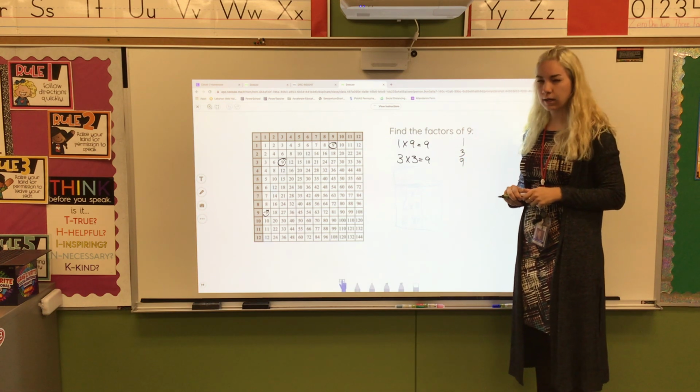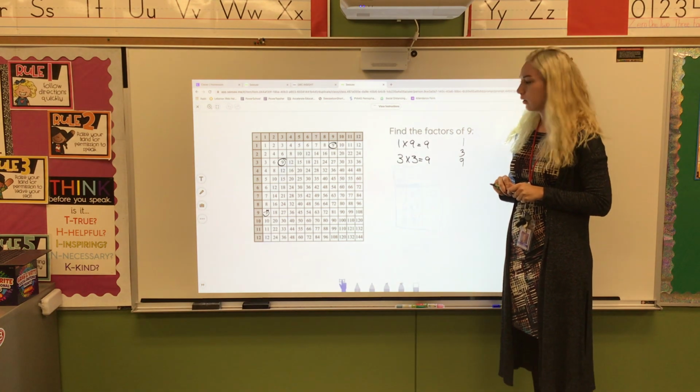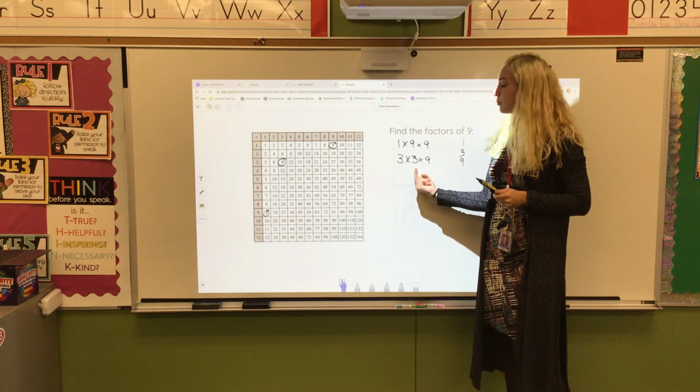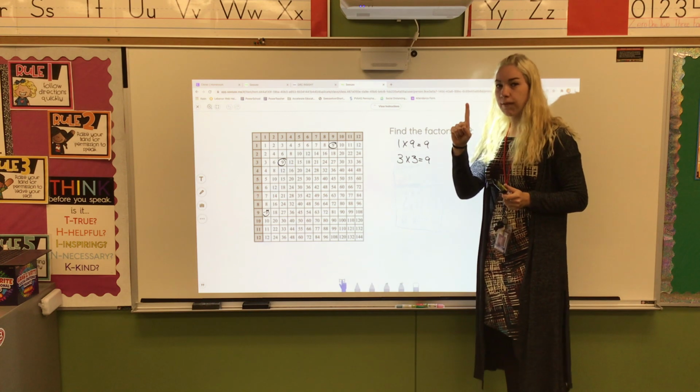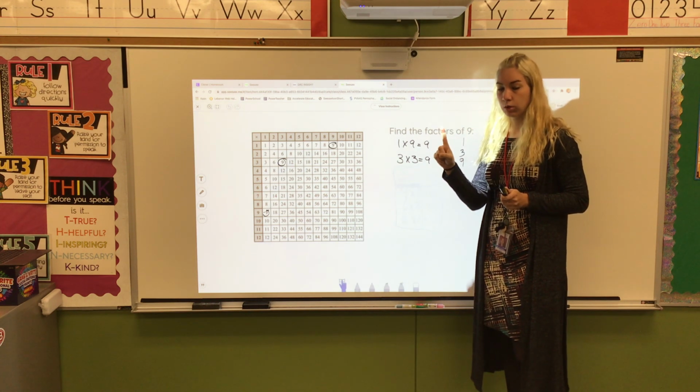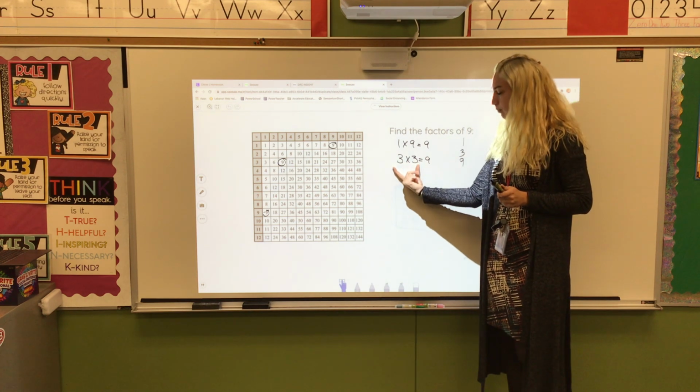Huh. Why didn't I write 3 twice? Because 3 times 3 equals 9. But 3 is just one factor. 3 is one factor of 9. You don't need to write 3 twice. You do in the multiplication problem.